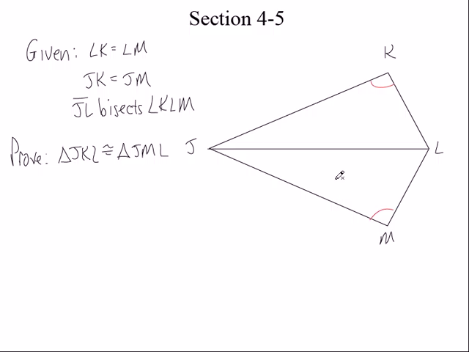JM is this side. They're equal to each other, so what do we put on it? Tick mark. Right. Little tick mark. All right. Now, here's the part where you've got to think a little bit. It says JL bisects. Well, here's JL. What does it bisect? KLM. KLM. This big angle right here, that JL bisects it.